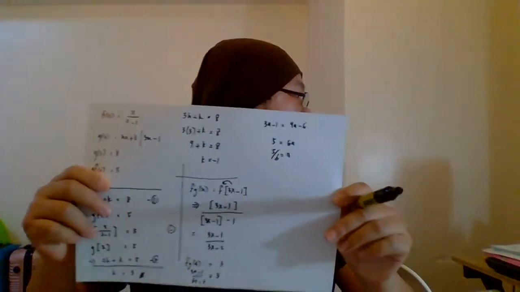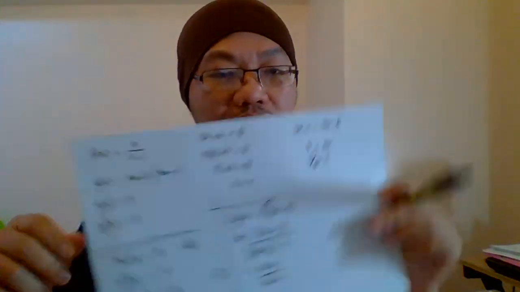Okay, that will be the end of question number 2. So, a equals to 5 over 6.